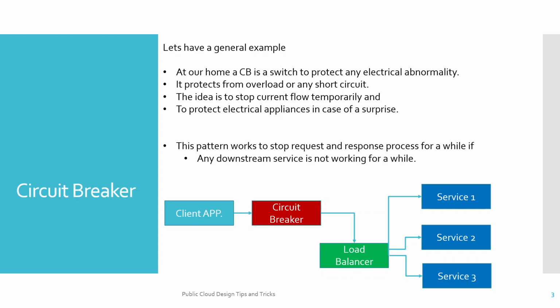Now, this pattern works to stop the request and response process for a while if any downstream service is not working for a while. So that is why we use a circuit breaker. In a general example, if you see the diagram, there are three services running behind, service 1, 2 and 3, and there is a load balancer in front of those services to send the request. The circuit breaker always sits in front of the load balancer, or it always works as a proxy to deal with the client applications. So how to deal with that? Let's have a discussion in the subsequent slide.